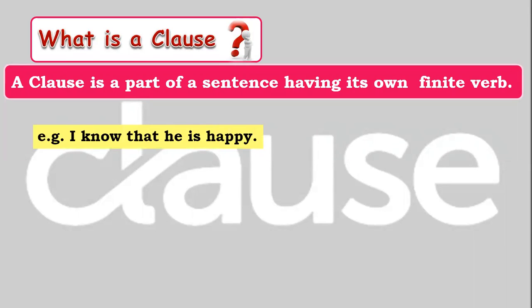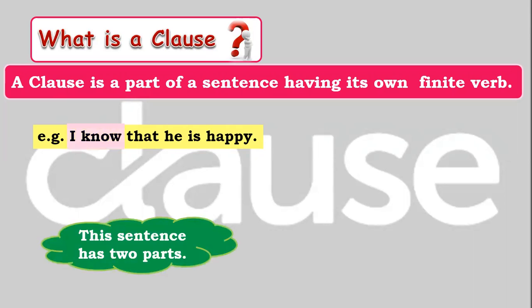So, let's understand what is a finite verb. In this particular sentence, let's read it. I know that he is happy. Now, in this particular sentence, we have two parts. Which are those? The first part is "I know", and the next one is "that he is happy". But why have I marked them?